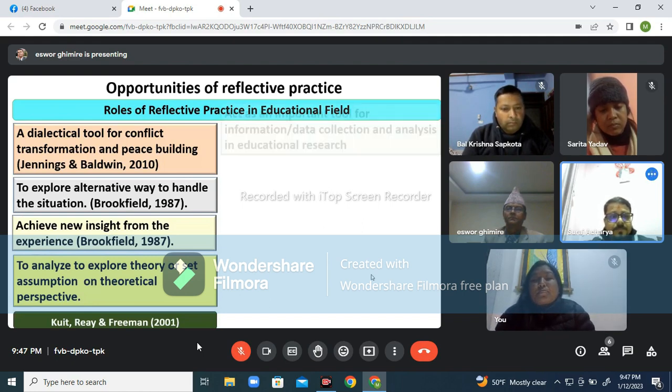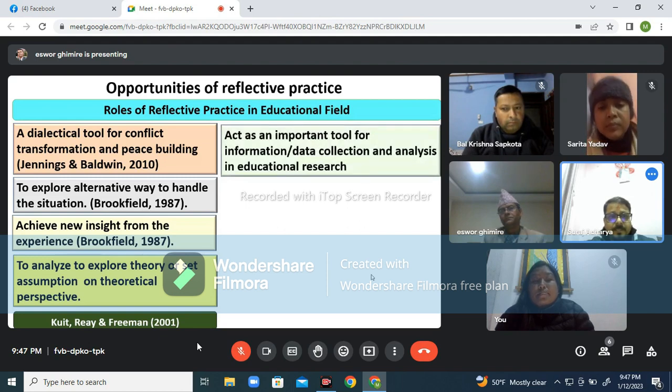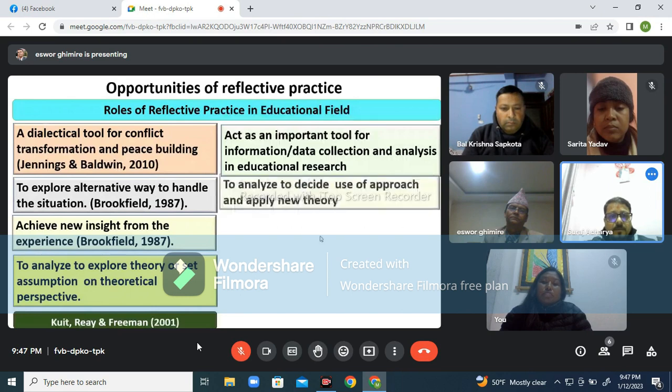Next, act as an important tool for information, data collection and analysis in educational research. Of course, reflective practice helps us with data collection and also helps us to analyze in educational research by various other ways.